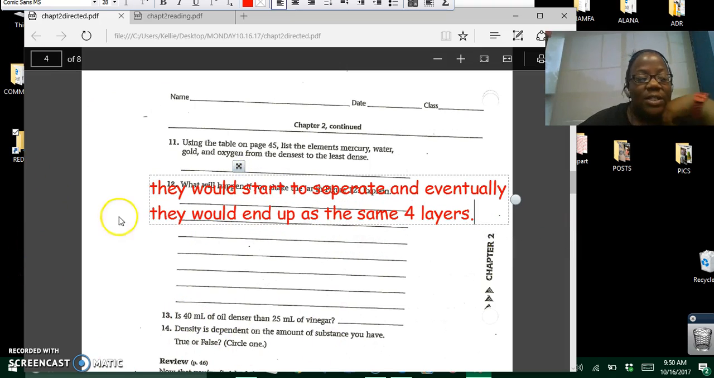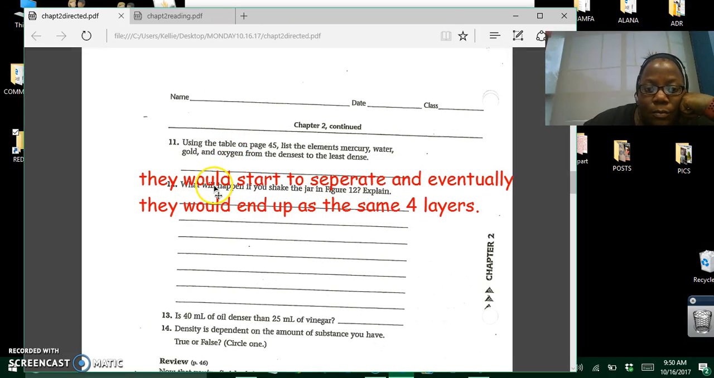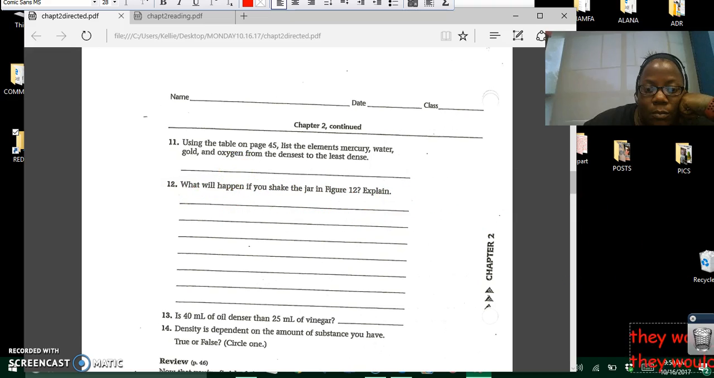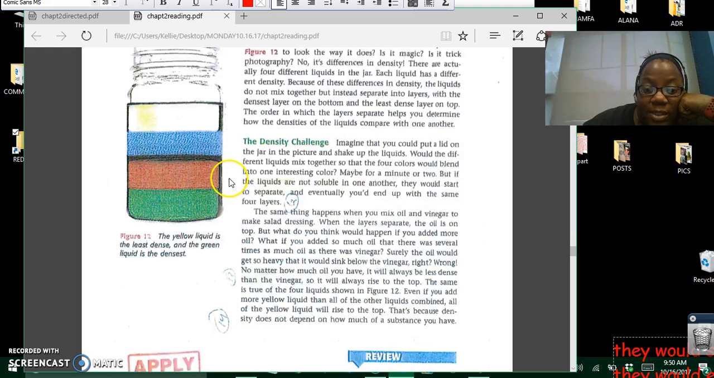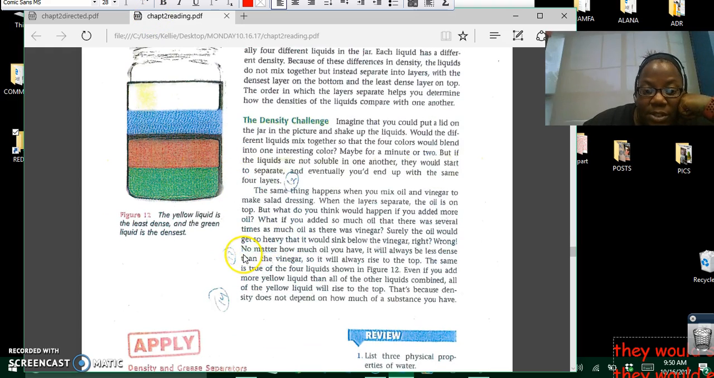Okay. Question number 13. Is 40 milliliters of oil denser than 25 milliliters of vinegar? I wonder where that came from. Let's find out. So, oil and vinegar. I bet you that's what we're talking about next. Question and answer number 13 is right around in here.